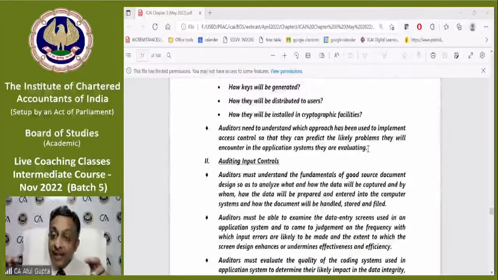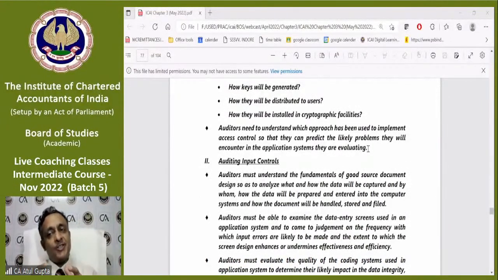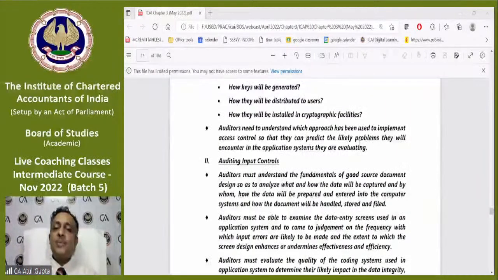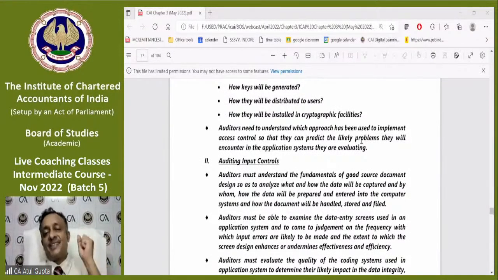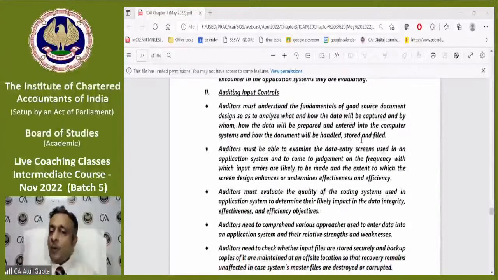Input control, correct data input, GIGO, garbage in, garbage out. So more focus has to be on correct input of data. Auditors must understand the fundamentals of good source document design, so that data is properly captured. That is the core. Proper data entry screen designs, because online data is being fed.